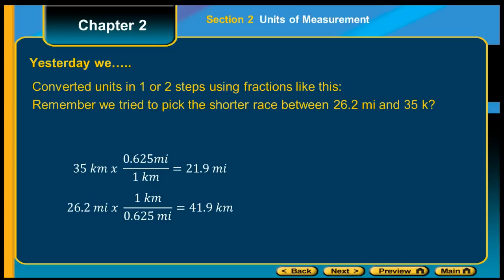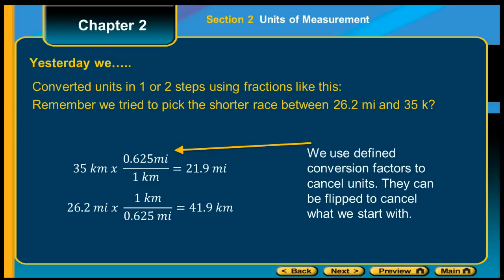And for the bottom one, where you have the 26.2 miles, you put miles on the bottom of the next fraction so that the miles cancel, and you then take 26.2 divided by 0.625 miles, and you can ignore the ones, and you divide and you get 41.9 kilometers. Alright, so we used a defined conversion factor to cancel the units, and they can be flipped to cancel what we start with. We had the information that 1 kilometer was 0.625 miles, and we set it up either on the top or the bottom depending on what unit we had to start with.